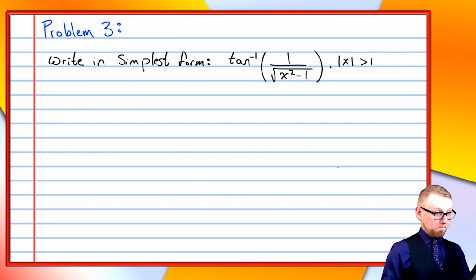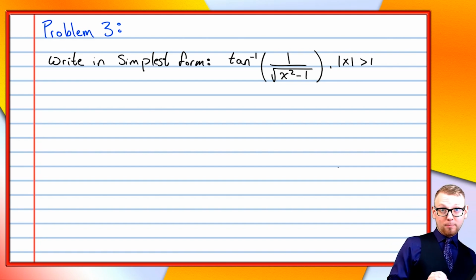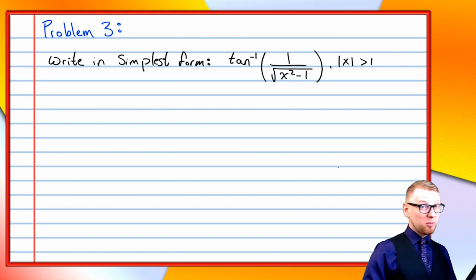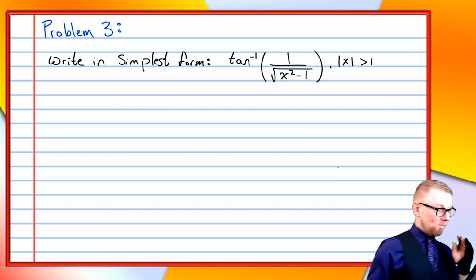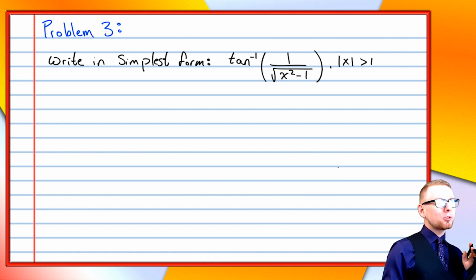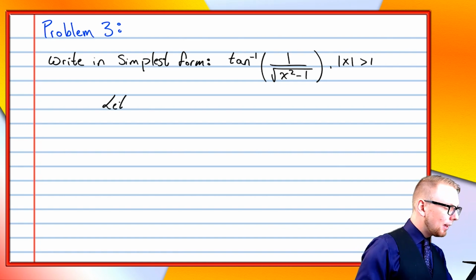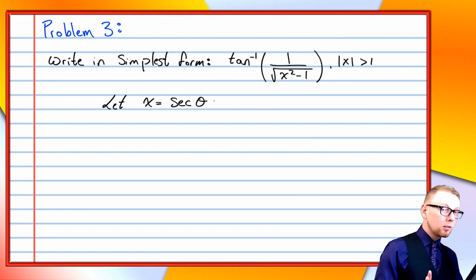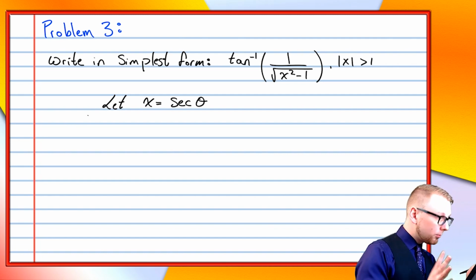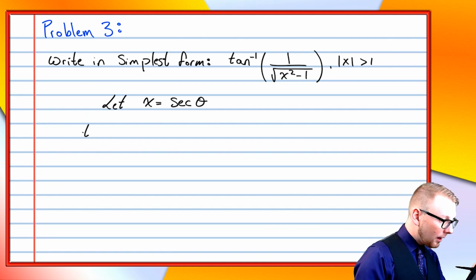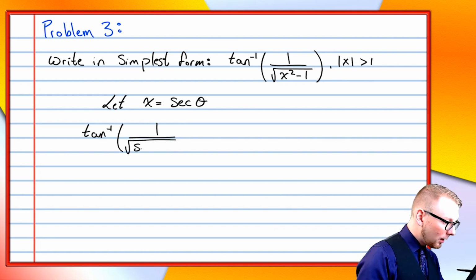Okay, problem 3. We need to write in simplest form the tan inverse of 1 over the square root of x squared minus 1. Okay, let's do this. First things first, we're going to play a little trick here, and we're going to let x equal secant of theta. That means this tan inverse of 1 over the square root of x squared minus 1 is going to be tan inverse of 1 over the square root of secant squared theta minus 1.